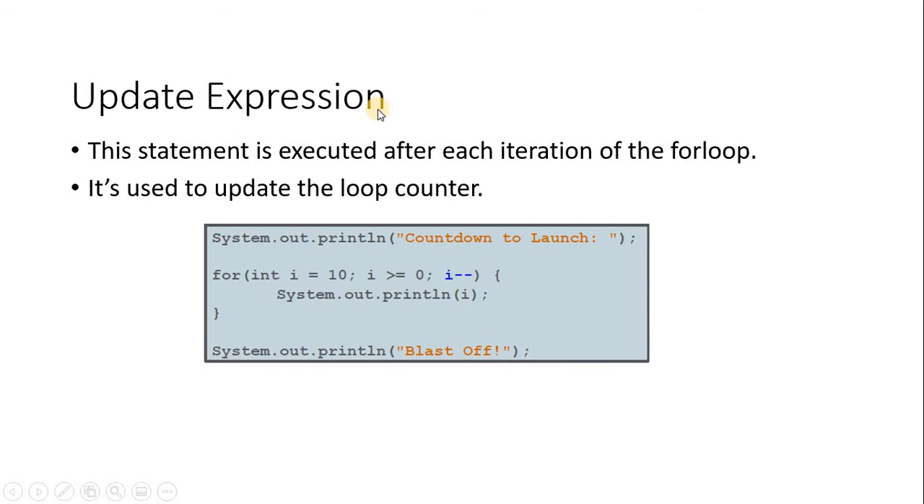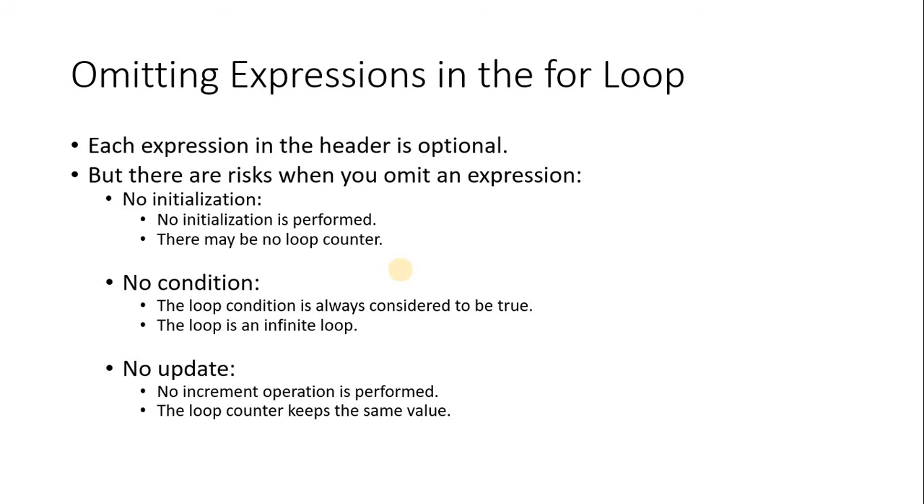Update expression. The update is the one which decides for increment or decrement in every iteration. So every iteration will be decided here by increment or by decrement. This statement will be executed after each iteration for every for loop, so it will update the value. Based on the updated value, the condition may also get changed. So these are the three parts of a for loop.